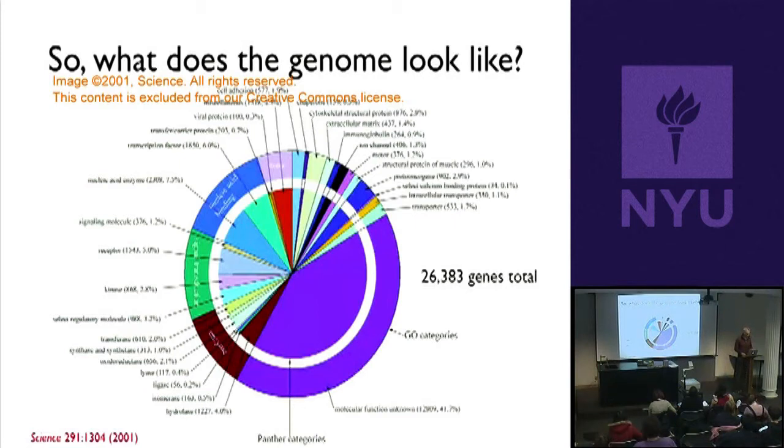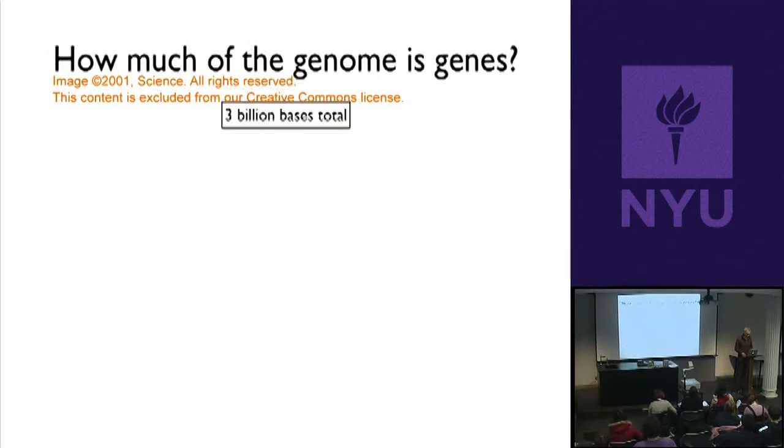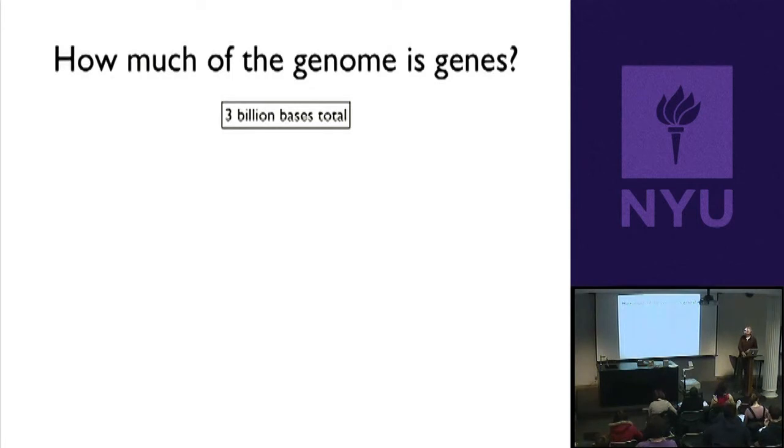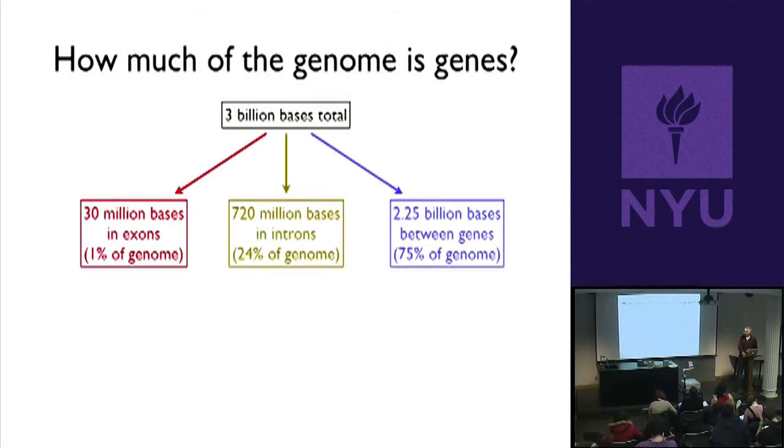If you look at the part that's actually transcribed, about a quarter of your genome is transcribed. A quarter of the letters of your genome eventually make it into a pre-messenger RNA. Most of that is in introns and gets spliced out before the RNA goes through the ribosome. And only 1% of the genome is in exons. So one way to think about that is that the protein coding information is only 1/100th of your genome, basically.